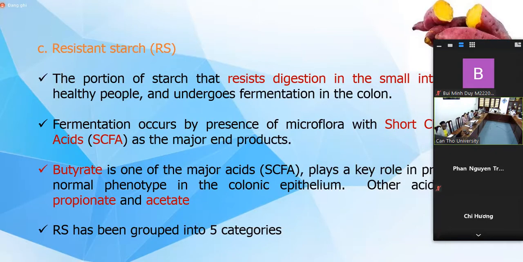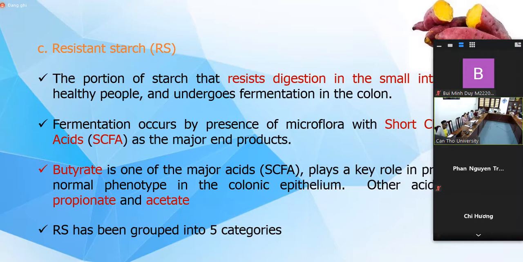This is a portion of the starch that resists digestion in the small intestine of healthy people and undergoes fermentation in the colon. Fermentation occurs because of the presence of microflora, with short-chain fatty acids as one of the major end products. Butyrate is one of the major short-chain fatty acids, which plays a key role in promoting normal phenotype in the colonic epithelium. Other acids include propionate and acetate.